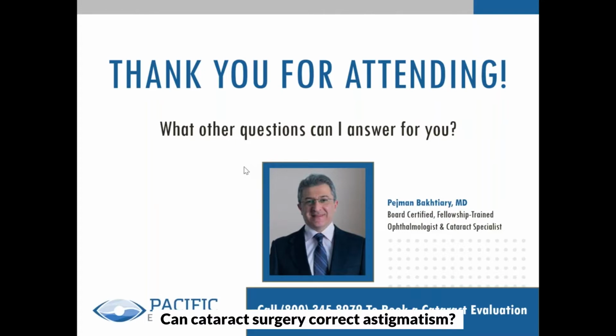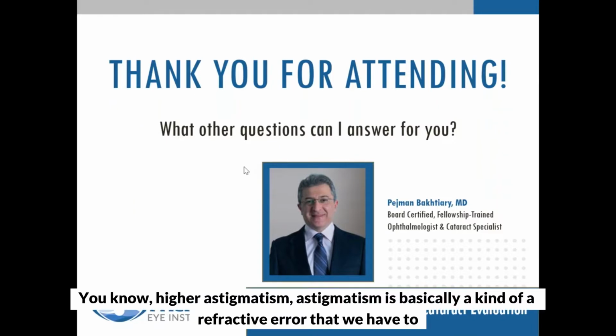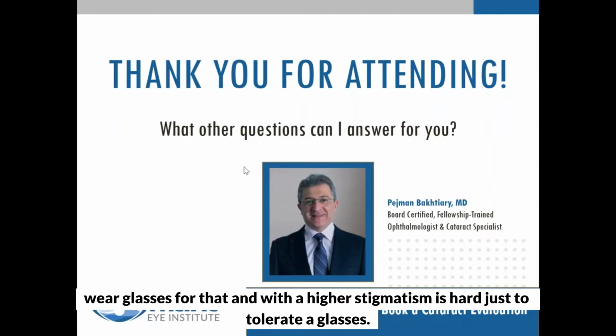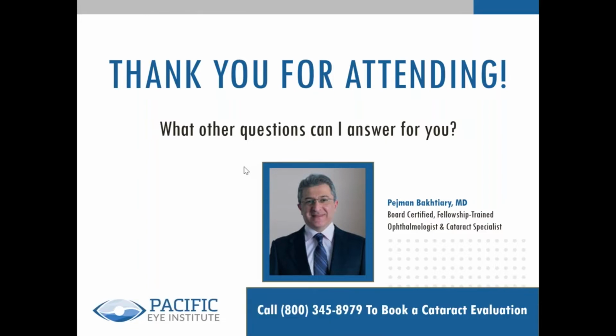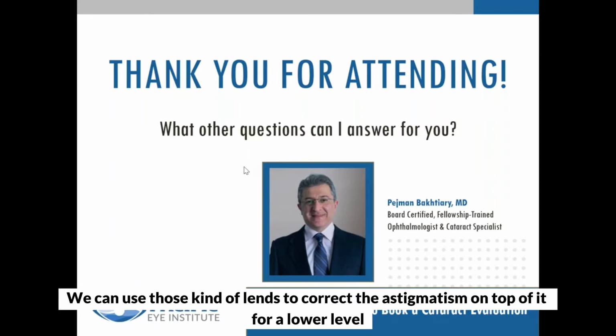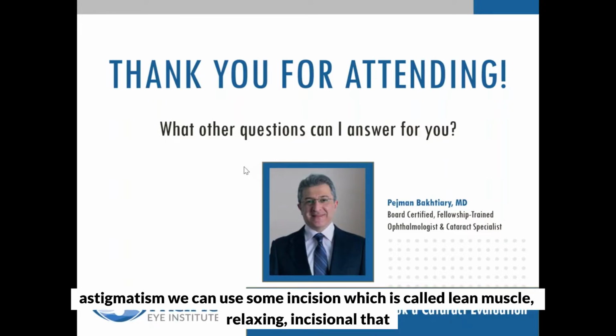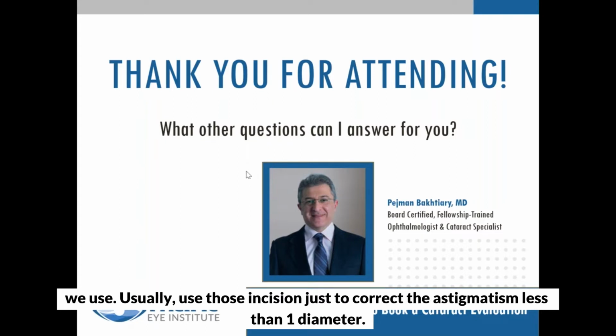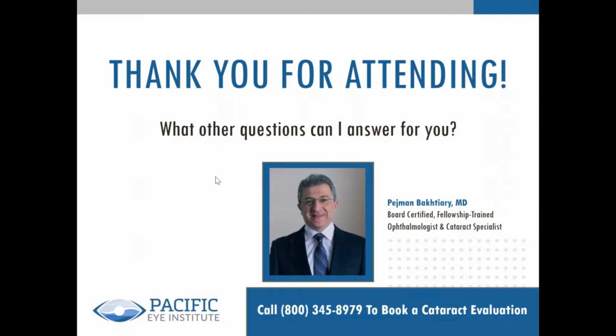Can cataract surgery correct astigmatism? That's correct. Thank you for a great question. High astigmatism is a refractive error that we have to wear glasses for, and with a high astigmatism it's hard to tolerate the glasses. We have premium lenses called toric lenses, which can correct astigmatism. On top of that, for a lower level of astigmatism, we can use an incision called a limbal relaxing incision, which we usually use to correct astigmatism less than 1 diopter.